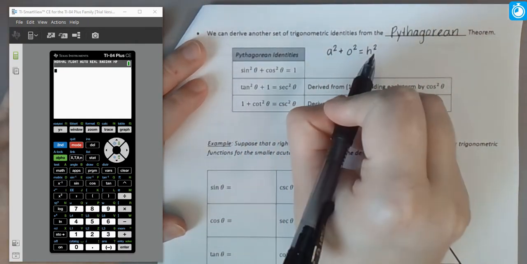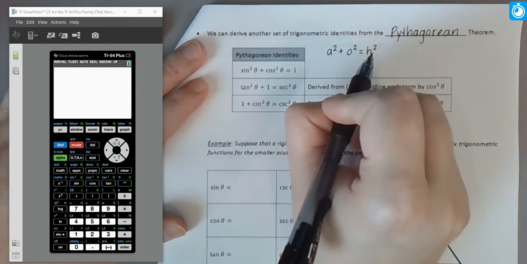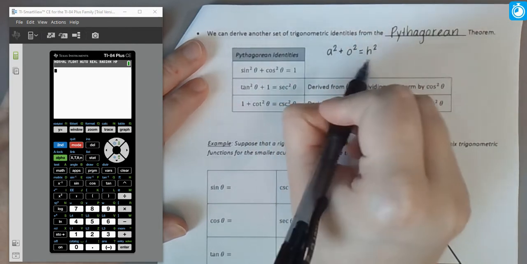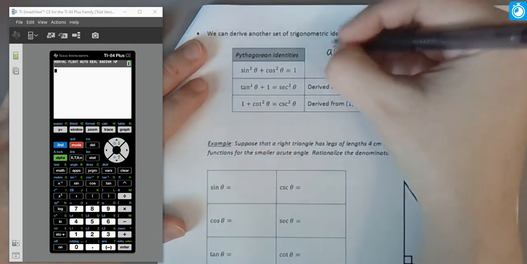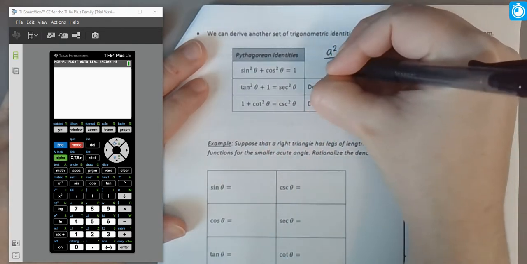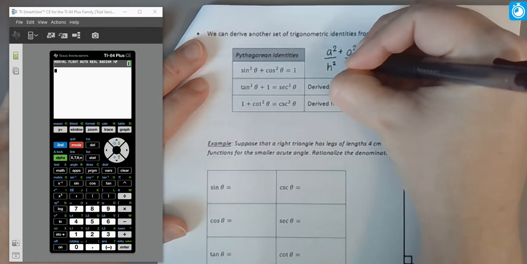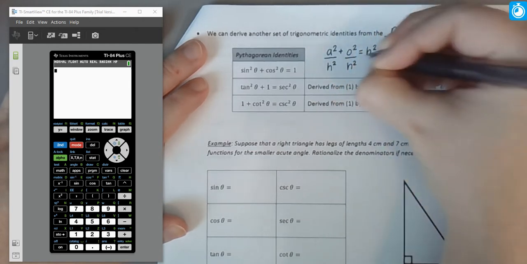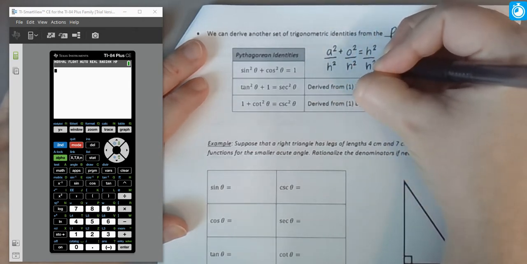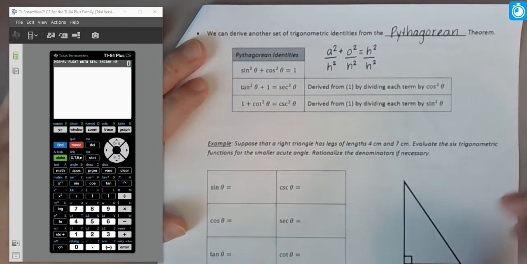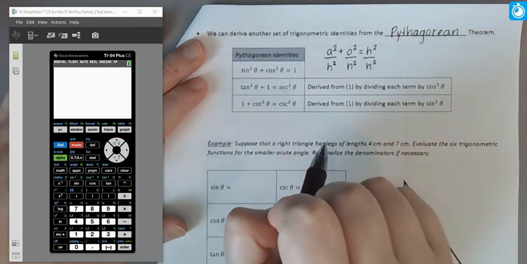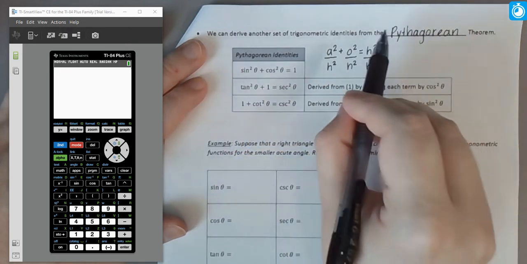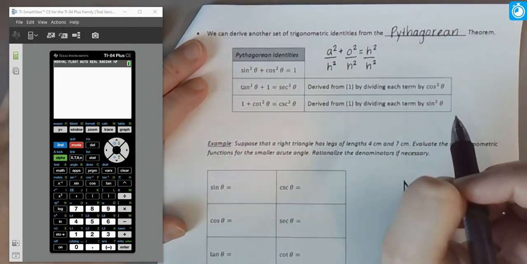What I'm going to do now is take all 3 terms, the 2 terms on the left, the 1 term on the right, and divide them by something common. In this case, I'm going to divide everything by hypotenuse squared. Now, how do I know to do this? I know to do this because I know where I'm headed, but again, this is just a way of verifying the truth of this identity just based on the fact that we know the Pythagorean theorem is true.